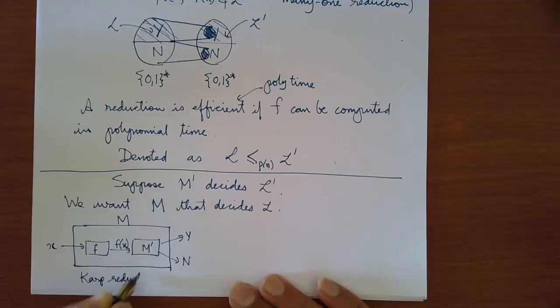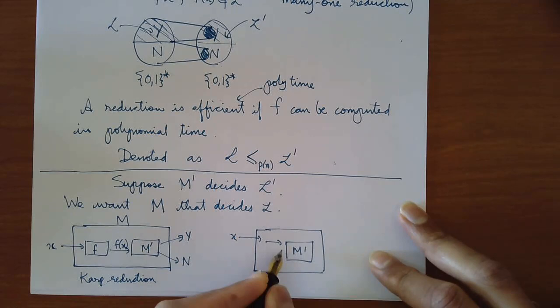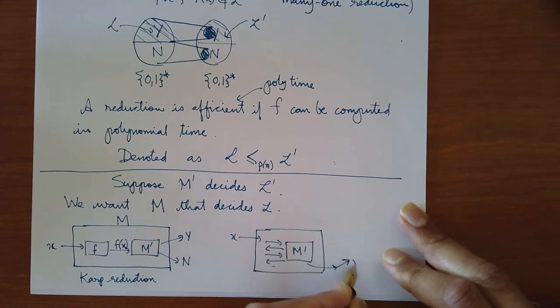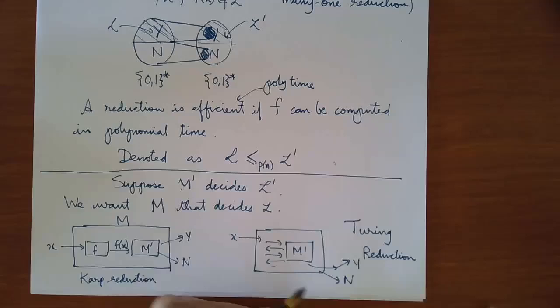Maybe you come up with a different algorithm. Your different algorithm might do the following. You're given X, and you have this box M prime here, and maybe you use it multiple times. You run it once, you get some output, then you run it again, and so on and so forth. And then you finally use that to decide yes or no. This is referred to as a Turing reduction. It's a much weaker notion. In a Karp reduction, you are allowed to use M prime exactly once. In a Turing reduction, you can use M prime multiple times. So that is the distinction.